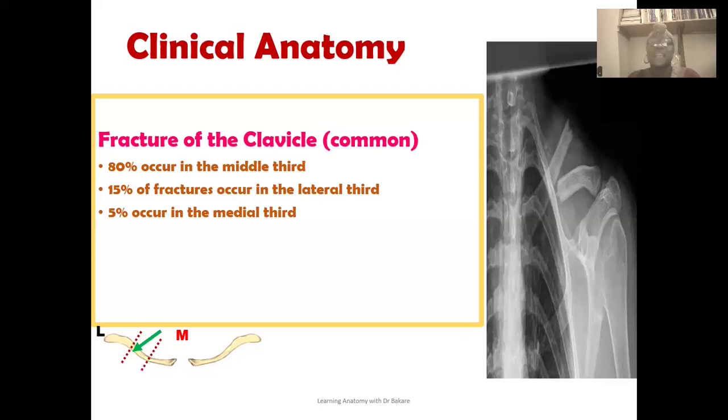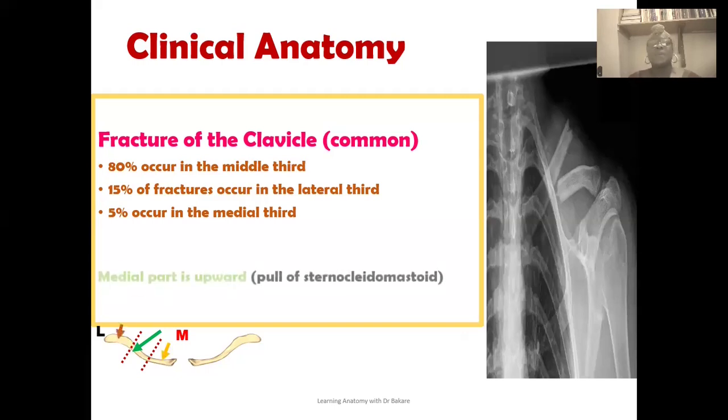Remember that the clavicle is a doubly curved bone. So the point where we have this transition is the most common site where this fracture can occur, and it is within the middle third of the clavicle. While we have 15% of these cases occurring in the lateral third and 5% in the medial third.